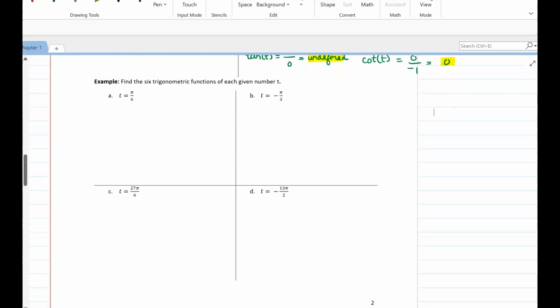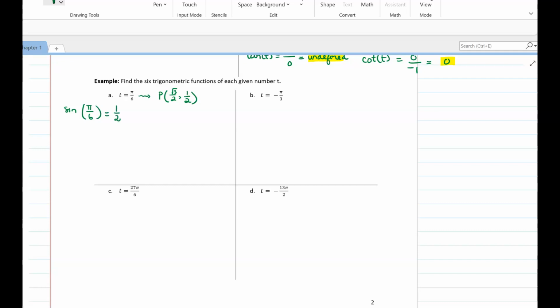So let's take a look at the first one. t equal to pi over 6. When t equal to pi over 6, according to your unit circle, the terminal point here is P of square root 3 over 2, 1/2. So then we can find the value of sine and cosine and the other trigonometric functions here. So sine of pi over 6 is equal to 1/2. Cosine of pi over 6 is equal to root 3 over 2.